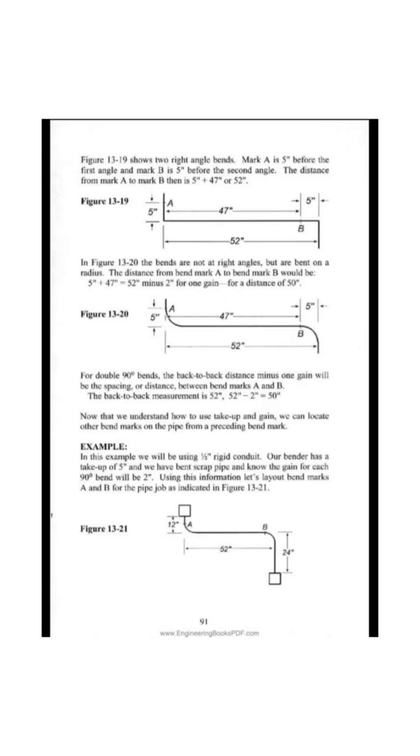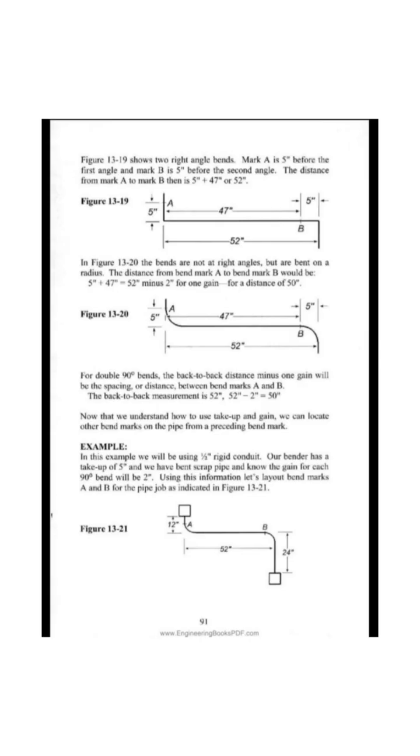Now that we understand how to use take-up and gain, we can locate other bend marks on the pipe from a preceding bend mark. Example. In this example we will be using 1/2 rigid conduit. Our bender has a take-up of 5 inches and we have bent scrap pipe and know the gain for each 90 degrees bend will be 2. Using this information, let's lay out bend marks A and B for the pipe job as indicated in figure 13-21.